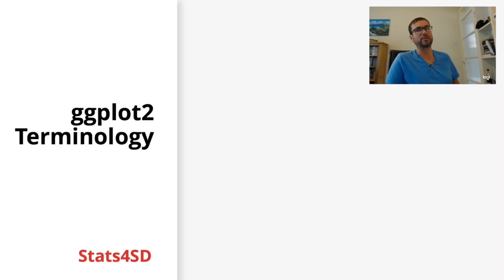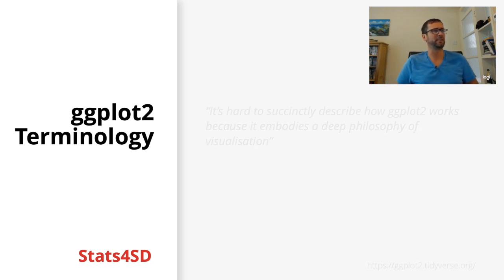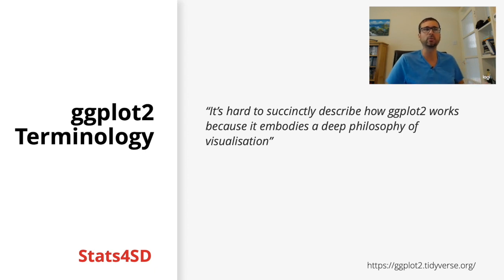One of those things that does put people off from ggplot2 when they're coming to it as a new user is there is a lot of terminology, which is either words that you've never really come across before or words being used in a slightly strange context. And then you come along and check the documentation, and one of the first things you read is this sentence here, which is, it's hard to succinctly describe how ggplot2 works because it embodies a deep philosophy of visualization. Which sounds pretty jargony and nonsensy, and again is not necessarily the most friendly sentence to be coming across when you're trying to pick this up for the first time.